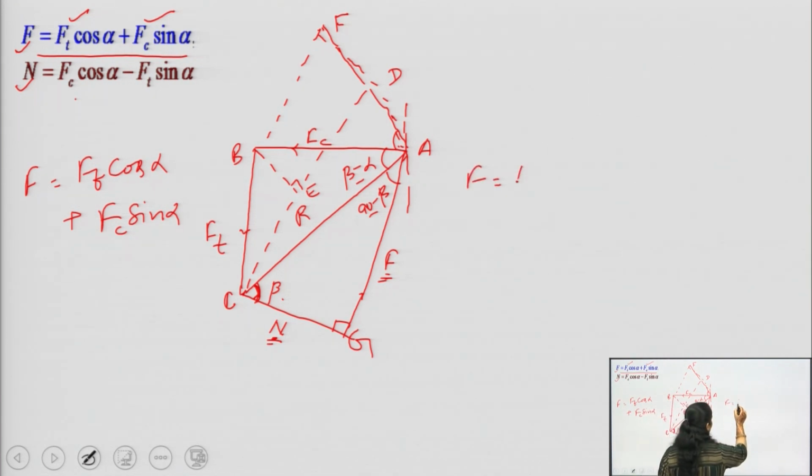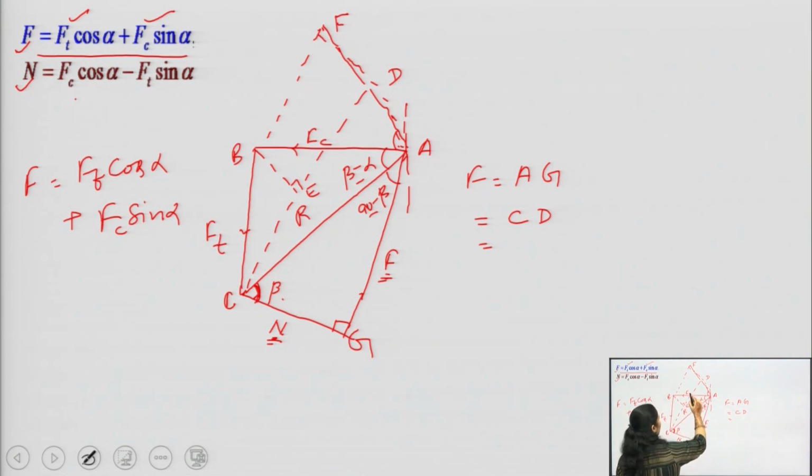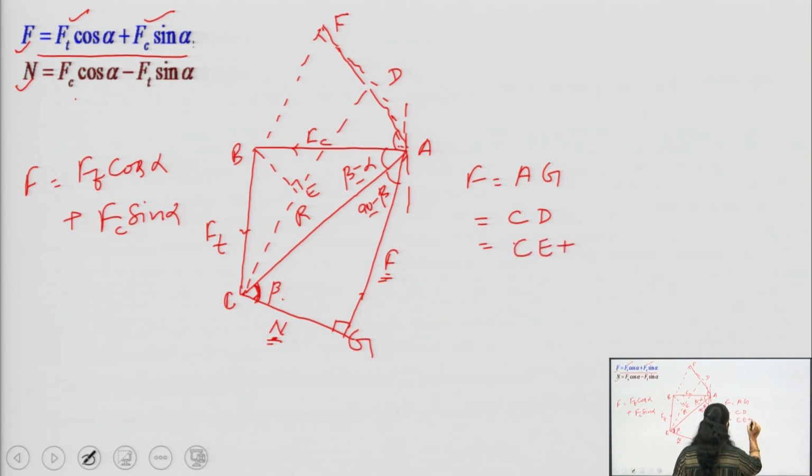F is equal to Ag, okay, or we can write it as Ag is parallel to Cd, we can write it like Cd. Now, Cd is basically Ce plus Ed, okay, Ce plus Ed. Now, we know that Ed and Bf are parallel, so we can replace it. So, it will become Ce plus Bf, this will become the value of F.